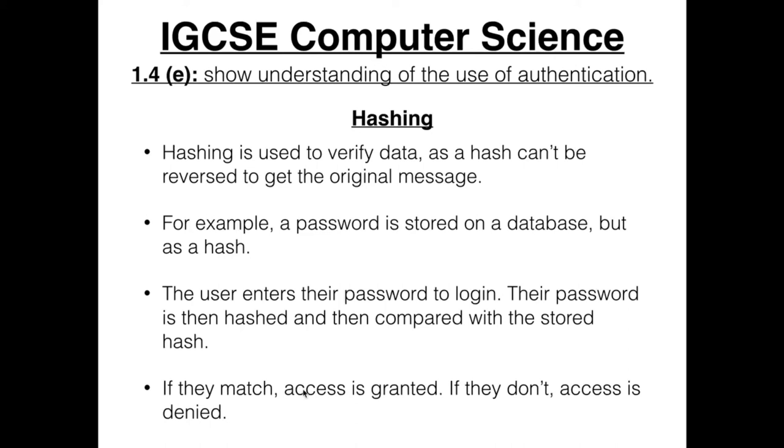So why can't a hash be reversed? How does that work? Well, let's put it this way. Say the hashing algorithm was x times y. x and y are numbers. So say x equals 5 and y equals 10. So it would be x times y, so 5 times 10, which gives us 50. So the 50 is the hashed value, and it's sent to wherever.